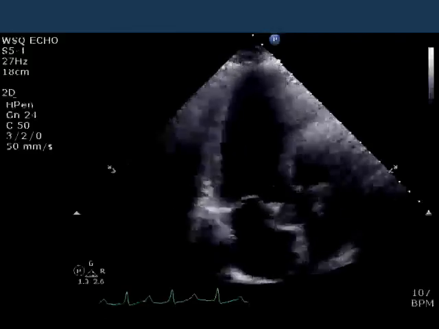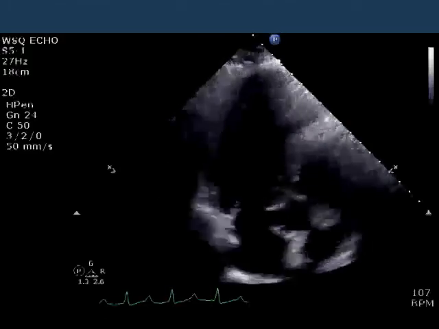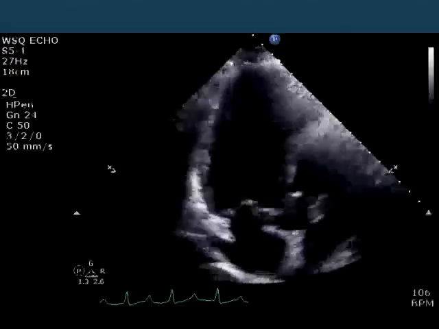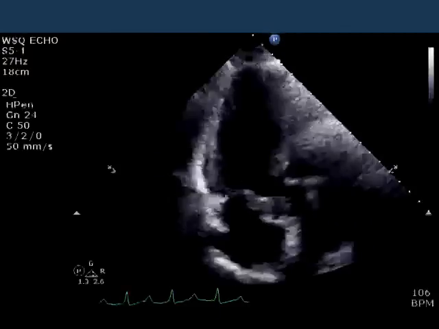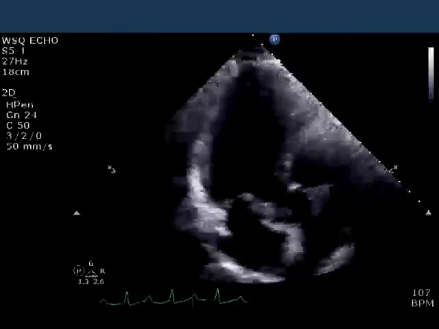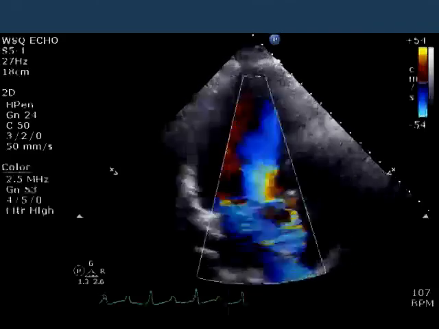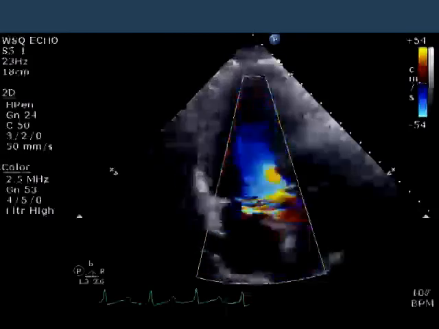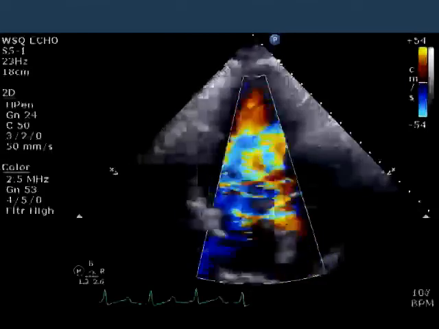It's the same or similar view to the parasternal long axis that you saw at the beginning, just rotated 90 degrees. And pay very close attention to the part of the left atrium just superior to the anterior mitral leaflet. We're now going to put color on that in the next slide and take a look at what's happening.